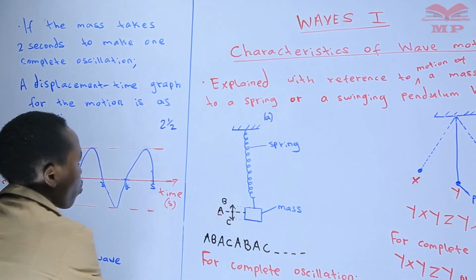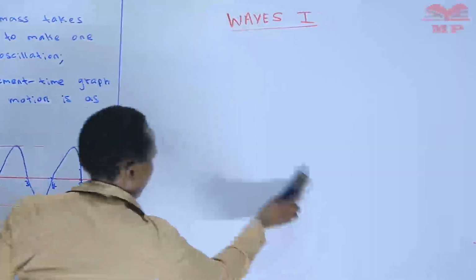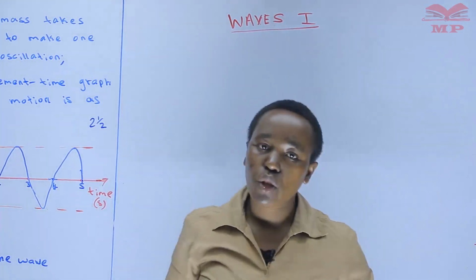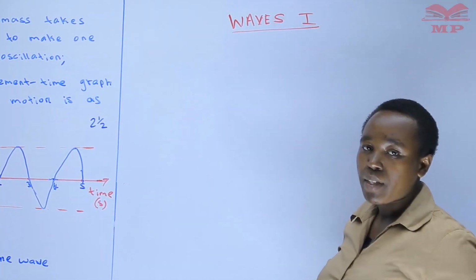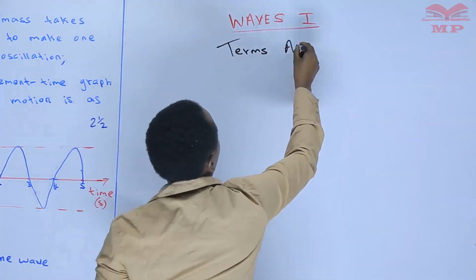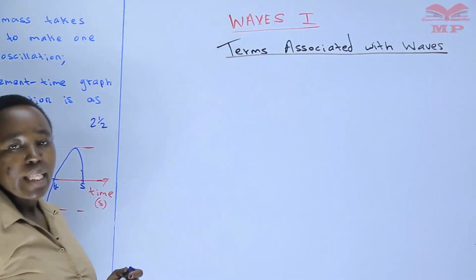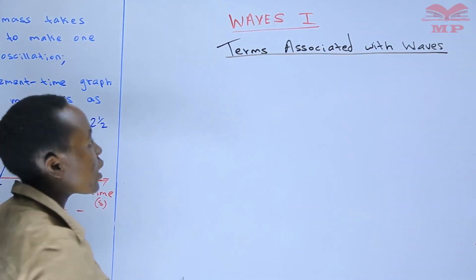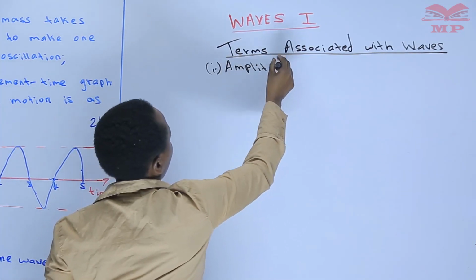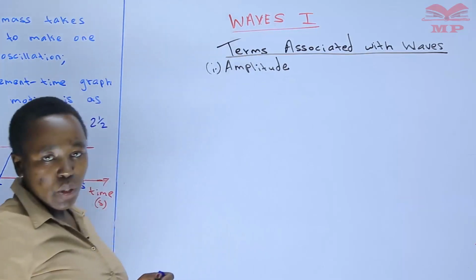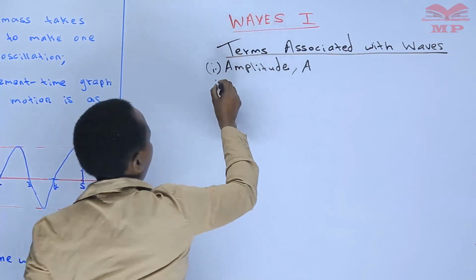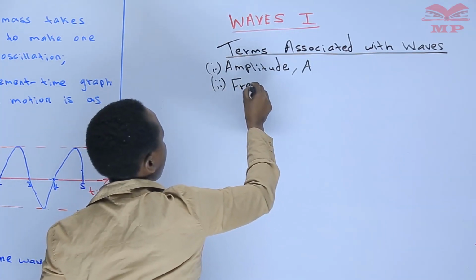Terms associated with waves. If you follow keenly, you will understand it so well and you'll be in a position to solve the numerical problems in an easy way. So we look at terms associated with waves. We start by listing them down. We'll discuss the following terms. Number 1, amplitude. Amplitude is denoted by capital letter A. Number 2, we look at frequency.